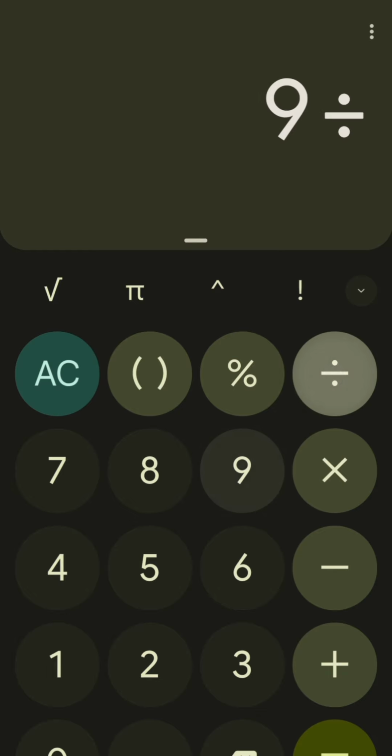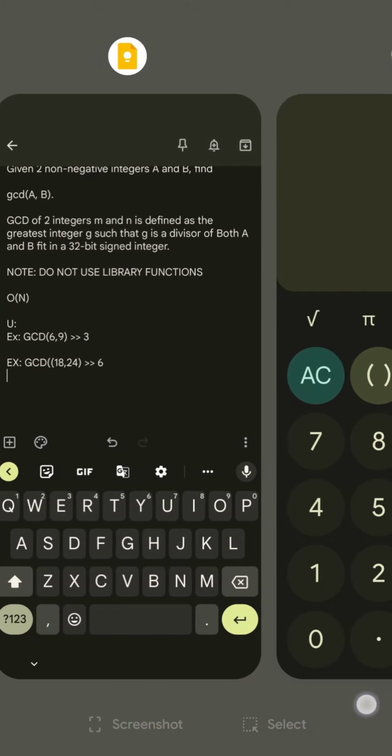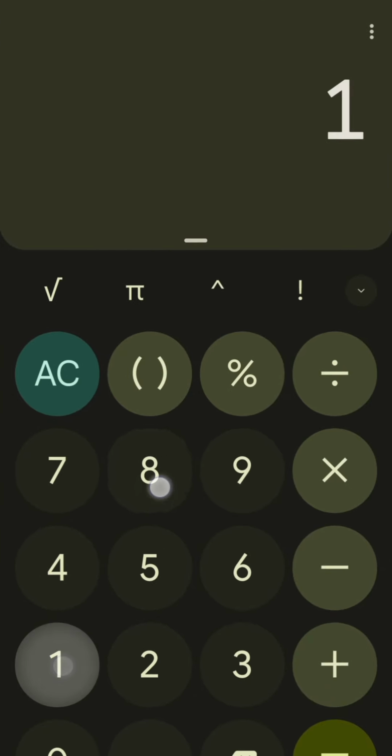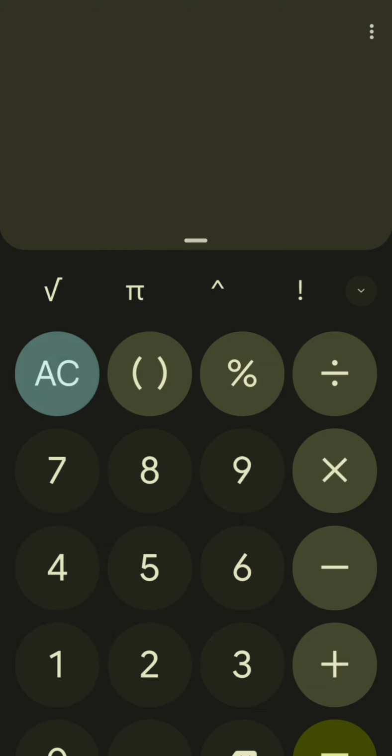Our second case, what was it? 18 and 24. Let's do 18 divided by 6. That comes out as 3, so 6 works out. And then 24 divided by 6 is 4. So 6 is what's going to have to come out.